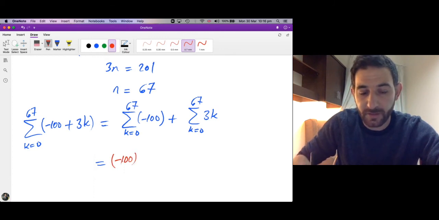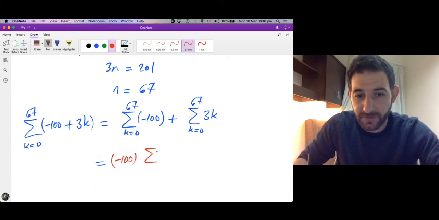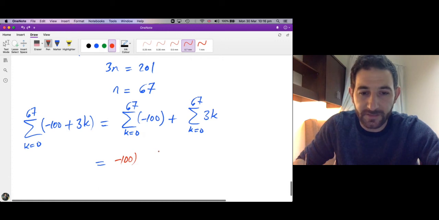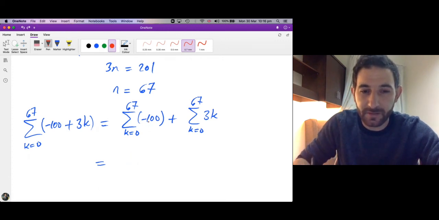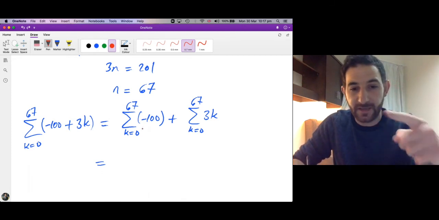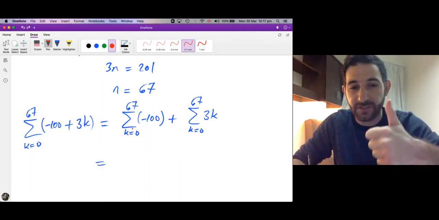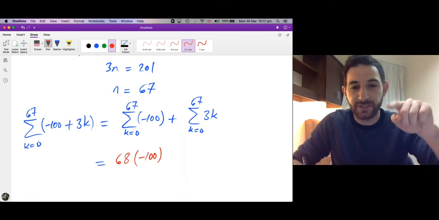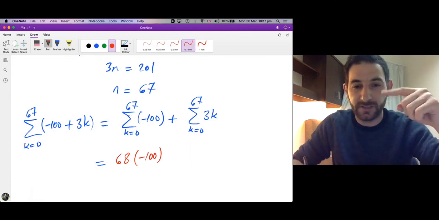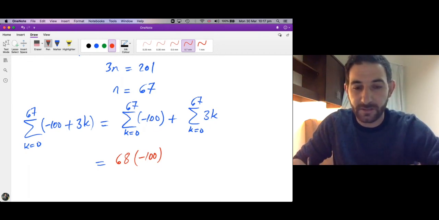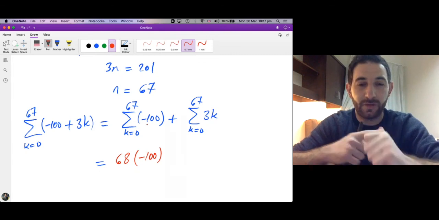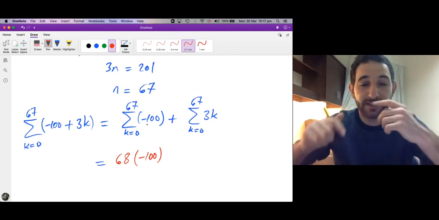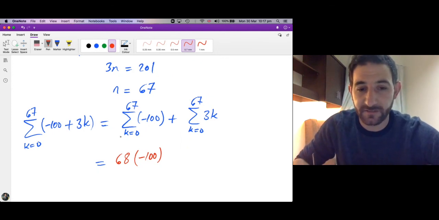This was one of the first properties of the summation. When we sum the same number with itself, how many times are we summing? k ranges from 0, 1, 2 up to 67. This means we are summing negative 100 a total of 68 times, right? This is the summation of c, where c is a constant term. Here the constant term is negative 100. So I'm summing negative 100 plus negative 100 plus negative 100, 68 times from 0 to 67.